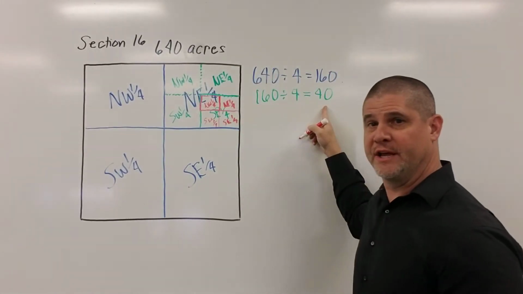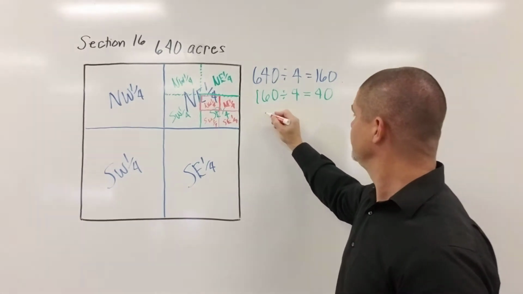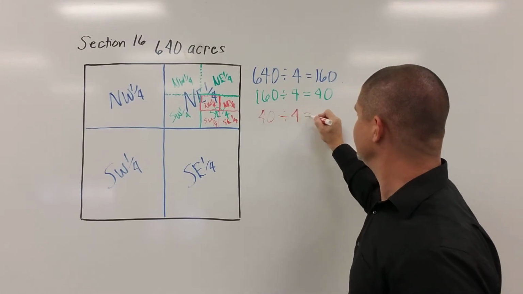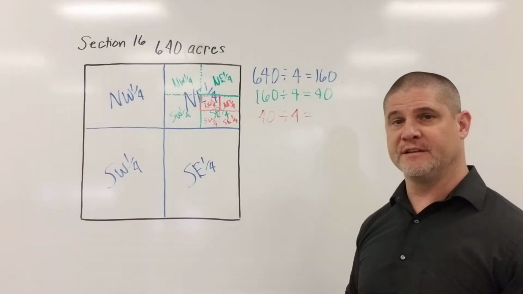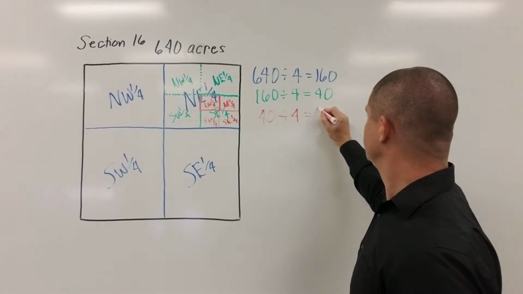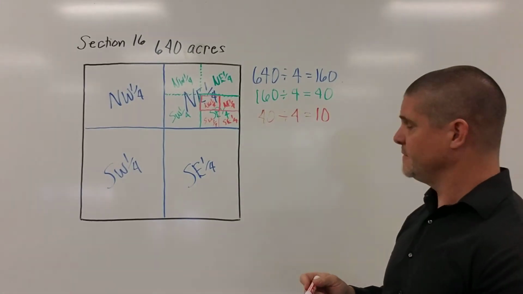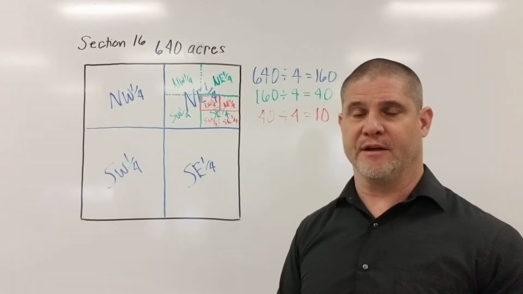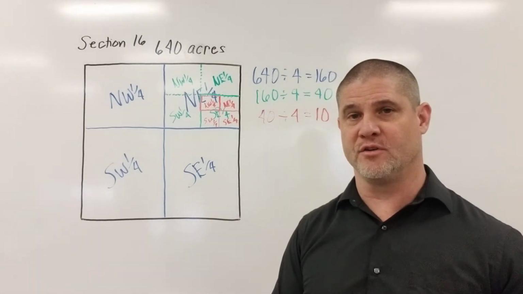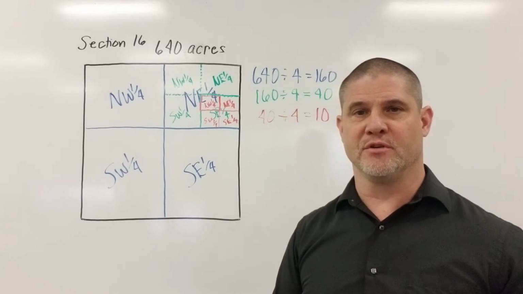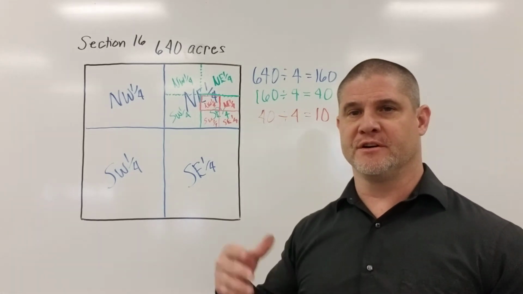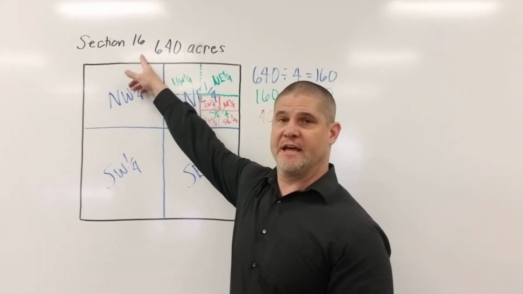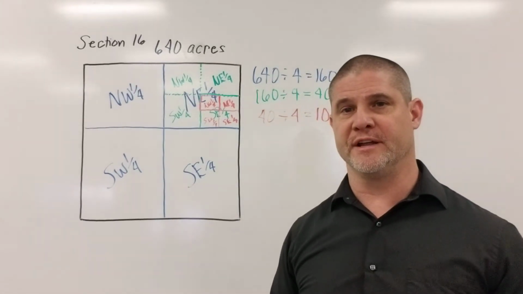And if we are in the northwest quarter, we will take the 40, drop it down, and divide by 4 again. This will represent 10 acres. This is how we break down a quarter, and we actually break down a quarter again and a quarter. It can also be broken down into halves. So we started out with 640, which was the entire section, and then we continually just broke it down.